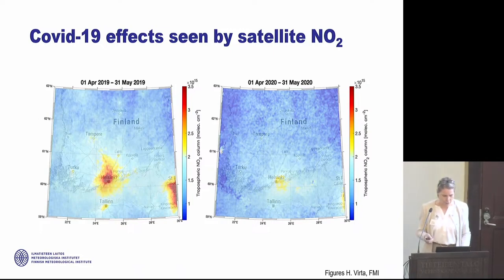The traffic was reduced. So this is a comparison between the years 2019 and 2020, two months, April and May, in both years. And you see clearly that there are much reduced nitrogen dioxide concentrations in southern Finland in 2020. The reduction was about 40%, and this corresponds quite well with the surface ground-based observations as well.